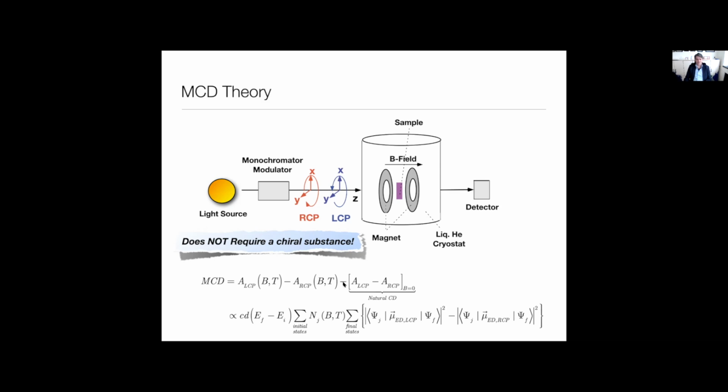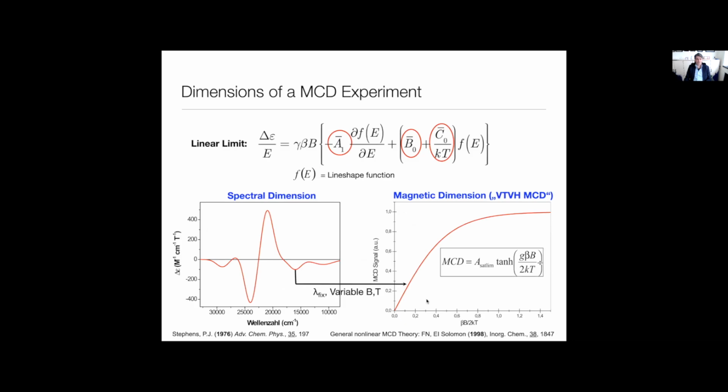If you subtract out the natural CD at field 0, then that is what the MCD is. And the MCD in principle, of course, the most direct way you can express the MCD intensity is saying that is a probability to absorb a left circularly polarized photon, that is a probability to absorb the right circularly polarized photon. You subtract them from each other, and you sum over the initial states weighted by their Boltzmann population, which of course is dependent on magnetic field and temperature, and the final states that you can reach. They have no initial population. That's why this is the master equation for MCD, and that can be further developed.